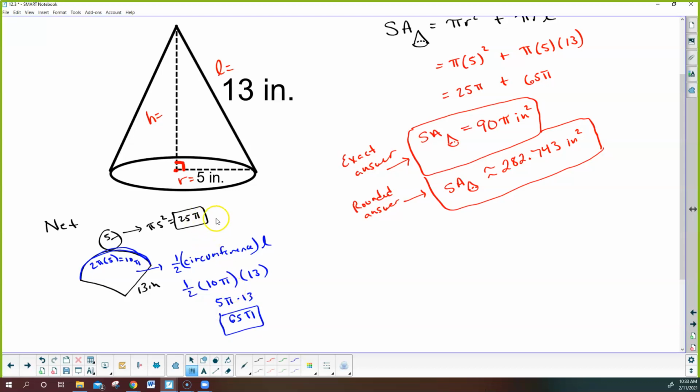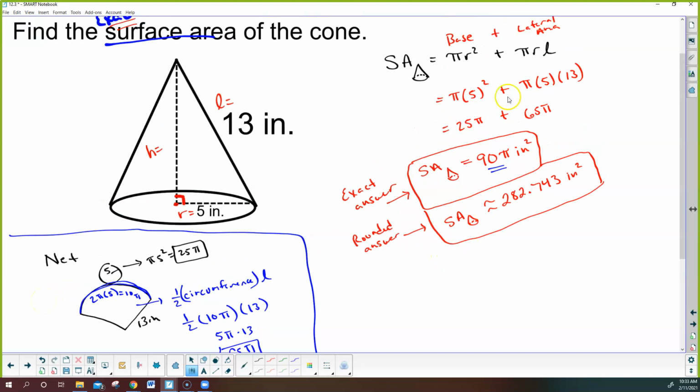And notice, if I add those two together, I get the exact same thing I had here. So this would be the way to do it with a net. You just have to know that it's 1/2 the circumference times the slant height, and you kind of have to visualize that piece. I think personally, it's easier to just, for this, memorize the formula.